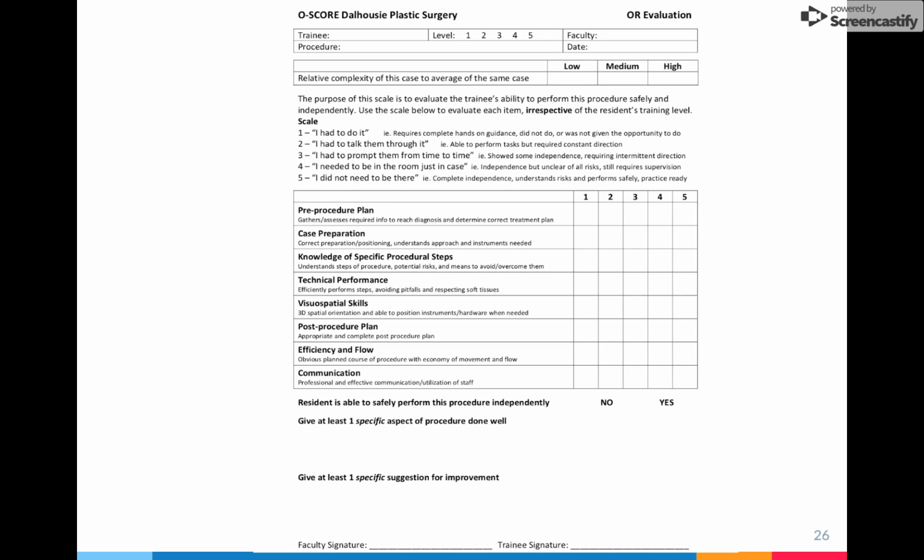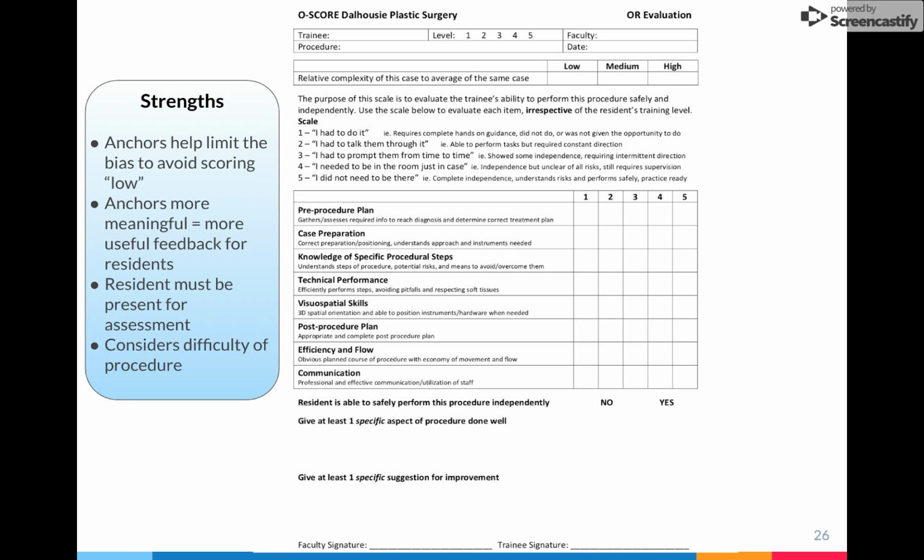Another way that the O-SCORE has reduced bias is that it has reduced some of the pressure preceptors feel to avoid scoring low. So often there's a pressure to score a 3, 4, or 5 out of 5, but by using these anchors, it's easier to give a learner a 1 or a 2 if that's really where they were, because the descriptions are quite clear. The nature of these assessments also requires that the learner be present and part of the feedback, which is going to increase the learning opportunities.